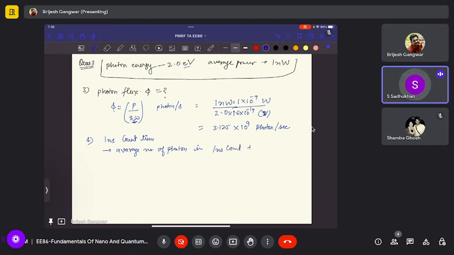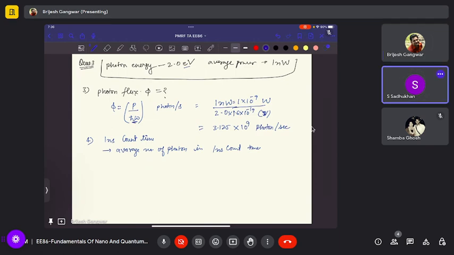Sir, here I have a question. The same question has been given in my assignment also. What is the definition of count time? Because this is not covered in the lecture. What does the term count time signify?